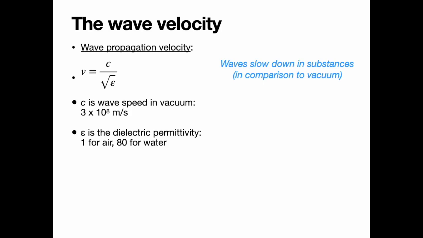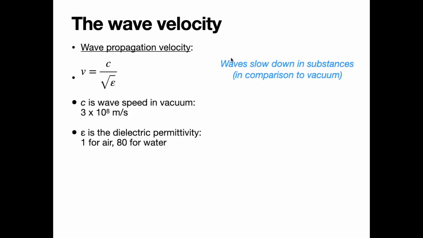Then we have waves, and these waves are traveling through the ground and reflecting on material boundaries. The wave propagation velocity can be defined as such: V is equal to C divided by the square root of epsilon, the permittivity. C is the wave speed in vacuum, which is 3 times 10 to the power 8 meters per second, and epsilon is the dielectric permittivity, basically ranging from 1 for air to 80 for water. And we'll see other values for different types of rocks.